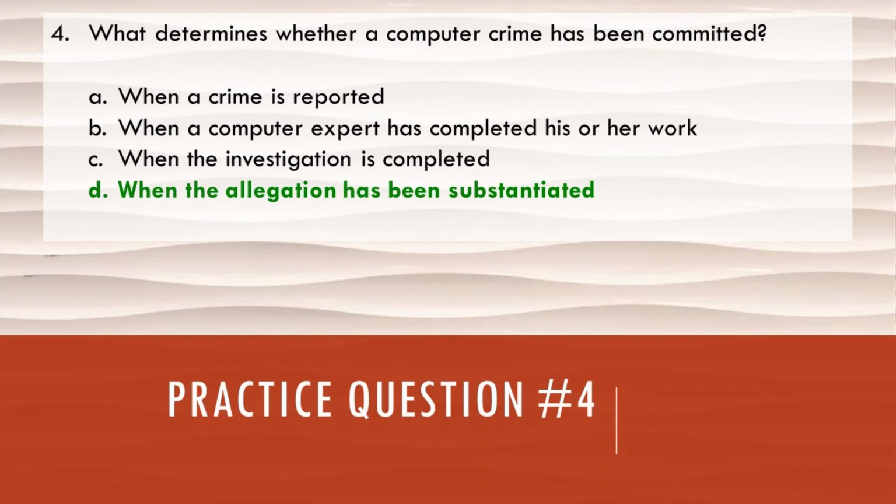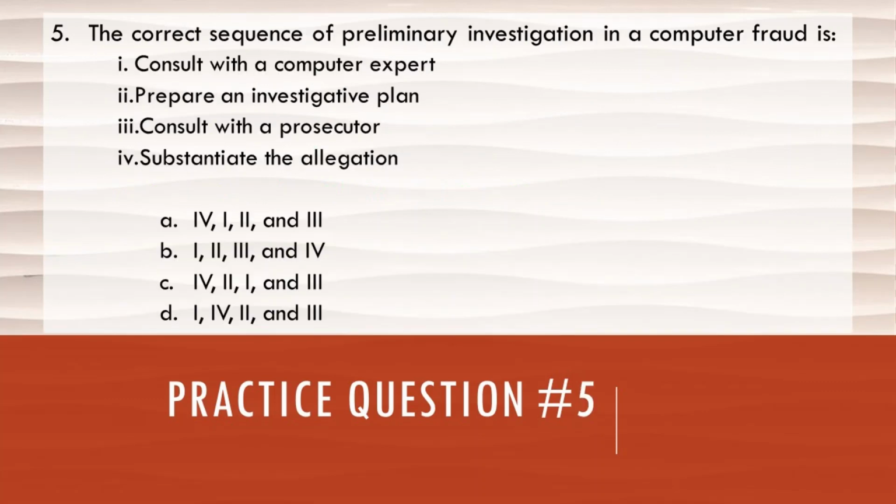So the answer is D, when the allegation has been substantiated, because the substantiation indicates that the evidence provided is material, it is competent, and it is actually relevant to the case. So the answer is D. Number 5, the correct sequence of preliminary investigation in a computer fraud is 1, consult with a computer expert.